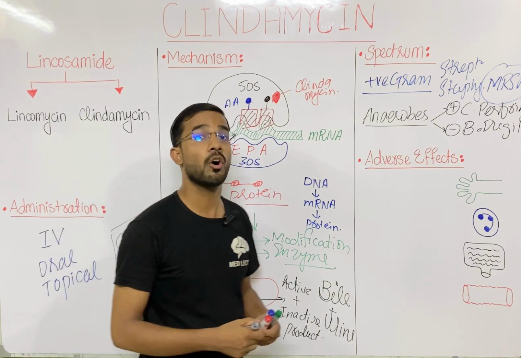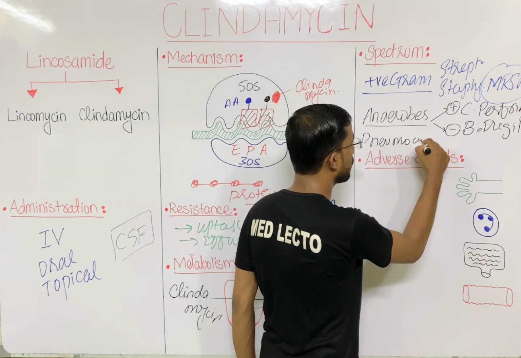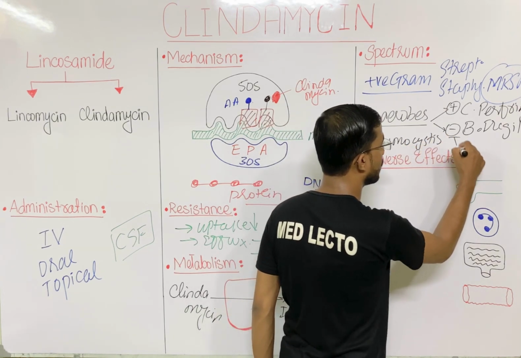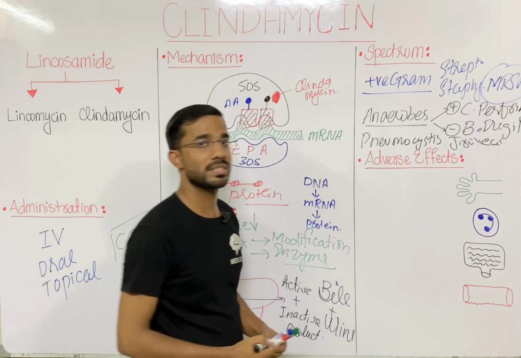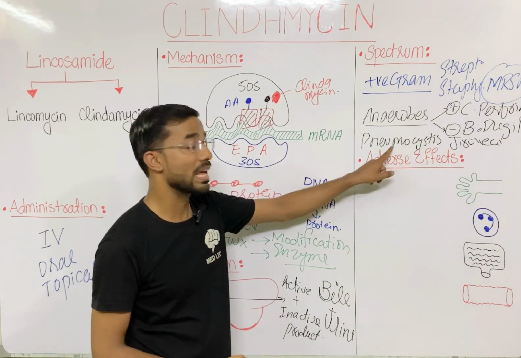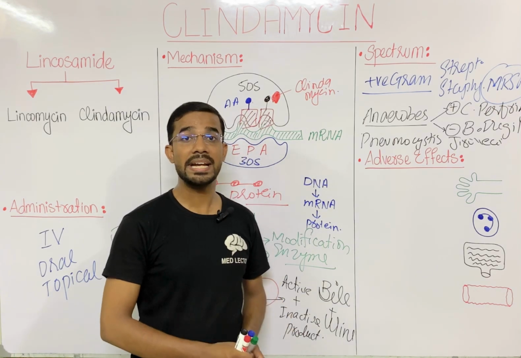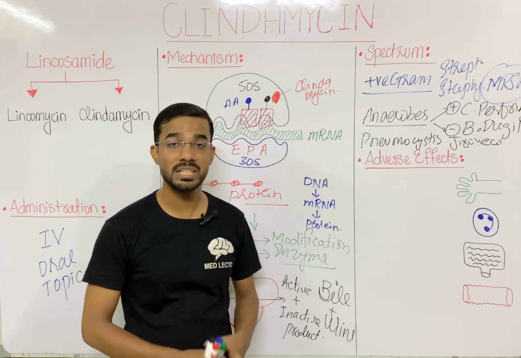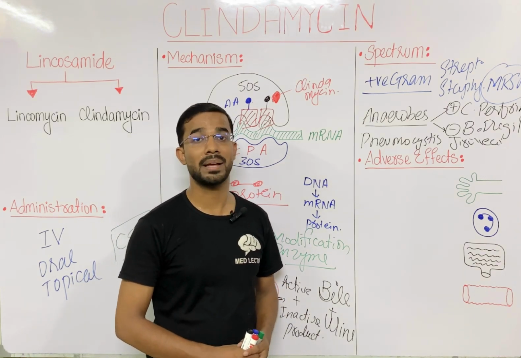Clindamycin can also be used for the fungus, and that is Pneumocystis jirovecii. So here is the most important fungus, and clindamycin can also be used for the AIDS-related toxoplasmosis. In that case, clindamycin will be given along with the pyrimethamine.